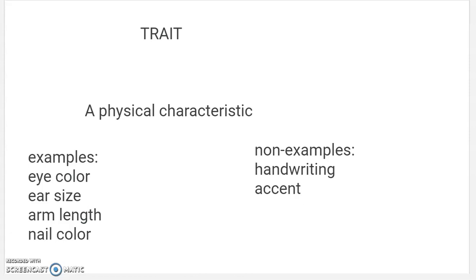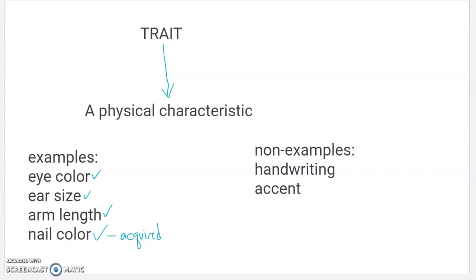A trait, off our list, is a physical characteristic. That's it. A trait is some physical characteristic on the body of the organism. In people, that would be things like eye color, ear size, arm length, and nail color. Notice this one is acquired. It's not inherited, but it is still a trait. It doesn't have to be inherited to be a trait. But we often think of them that way, and those are the ones we're going to mostly be talking about in genetics, since acquired traits are not genetic.